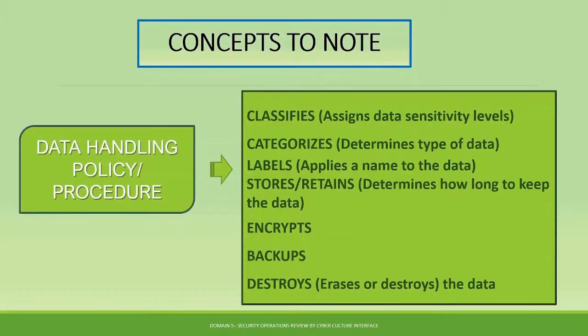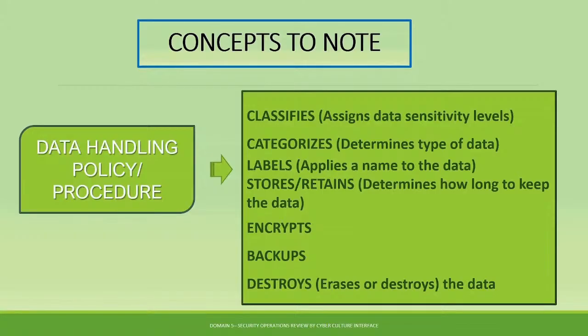The first one is classifying data. This is assigning a sensitivity level to each piece of data that an organization is creating or generating. Another thing is categorizing, so you can determine the type of data. This is putting data in different categories. Another thing that a data handling policy does is label data, which at least applies a particular name to data. Then the data handling policy also stores and retains data. When I say store and retain, it means the policy guides how long you keep data. When you have data, how long do you keep it in your database or keep a record of your data?